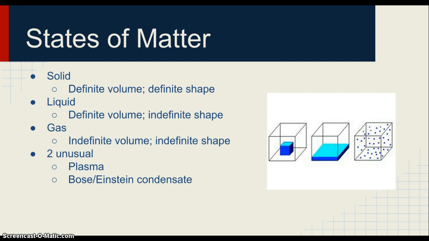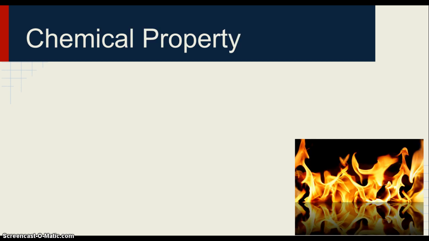So again, these are physical properties: solid, liquid, gas. A change from one of these to another does not change what the thing is. It's still going to be metal. So if you take iron and you melt iron, it's still iron. It did not change what it is. It's a physical change.